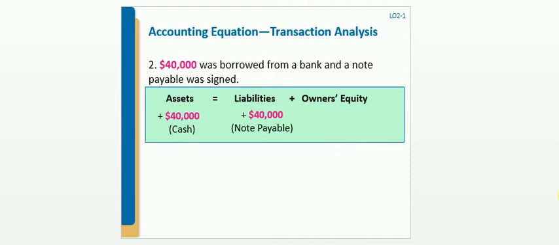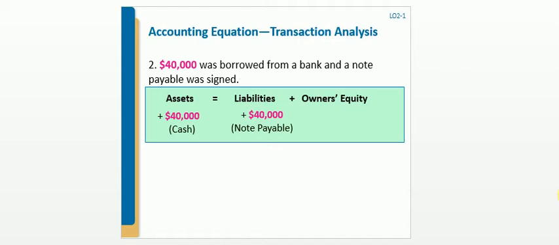Accounting equation, transaction analysis number 2. $40,000 was borrowed from a bank and a note payable was signed. If you analyze this transaction, here again two accounts are involved. One is the asset account, because if you borrow $40,000 from the bank, it will increase your cash, because cash is coming to the business. But on the other side, you have taken a loan from the bank, that will increase your liability. On your part, a liability will be created, and this liability will be paid later on.